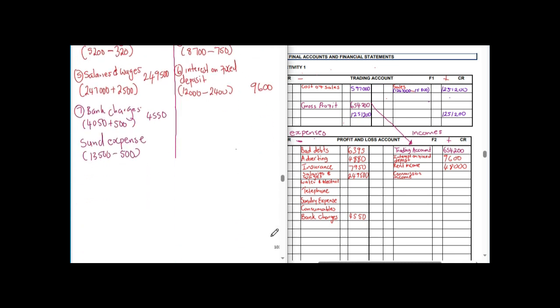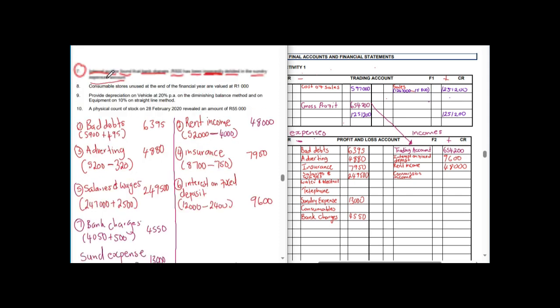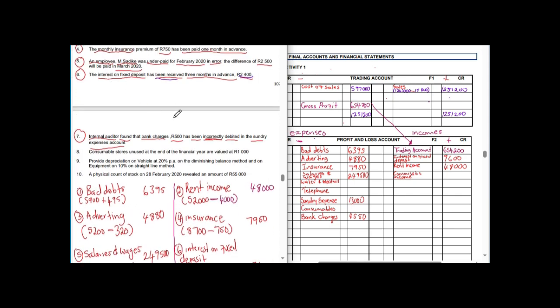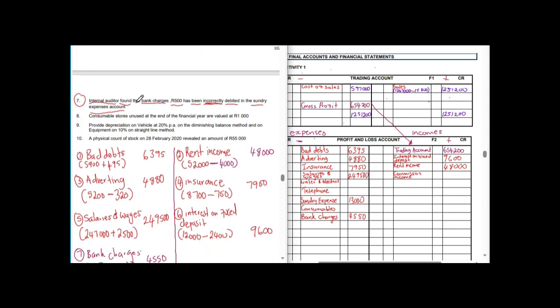We are going to say 13,500 minus 500, then we are left with 13,000. And then we're going to go to sundry expense and write 13,000. And guys, this is one of the interesting transactions that we need to keep in mind, guys, and enjoy them. And then guys, let's take a look at transaction number 8.